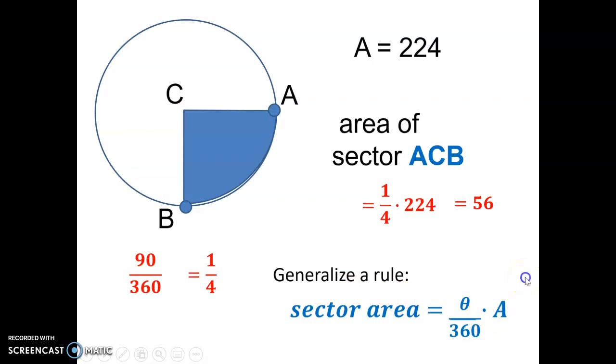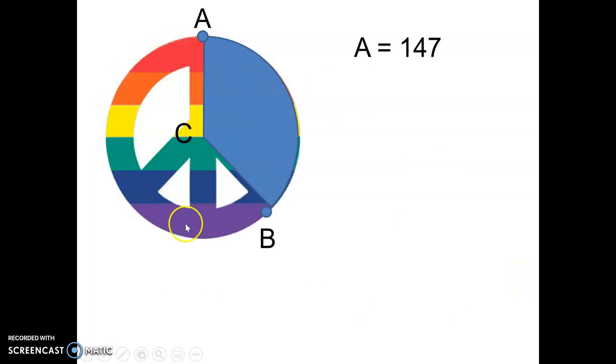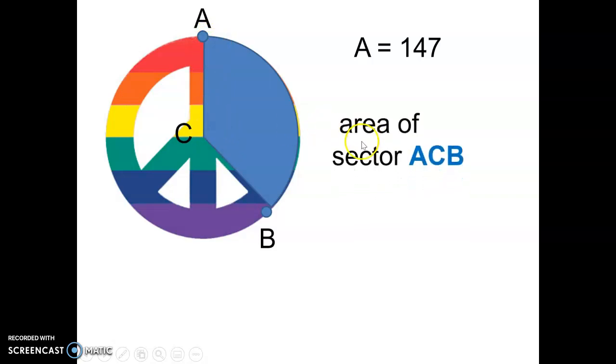Let's take that area formula a little further. So here's another one. We should all be aware of our pie slice here, and in this pie slice, we're going to assume that this is 1/3 of the circle, okay? So we're looking for the area of sector ACB again. We have 120 out of 360 because we're saying this is 1/3 of the circle. Now, 1/3 times 147 will give us this area.